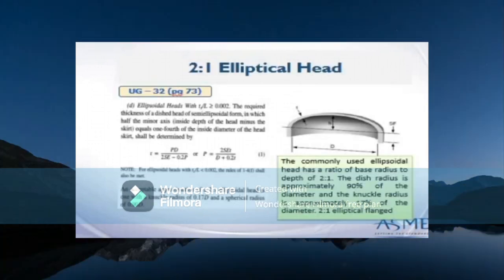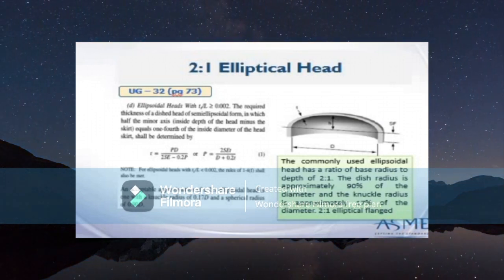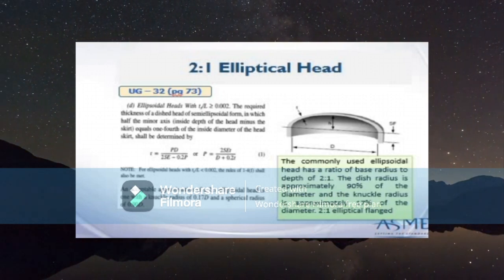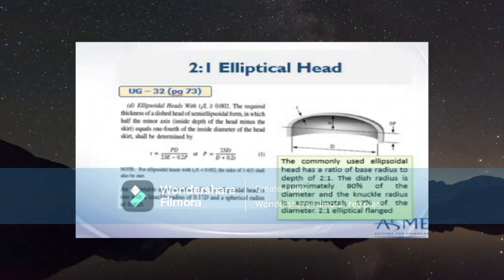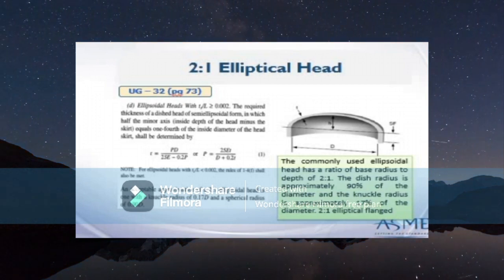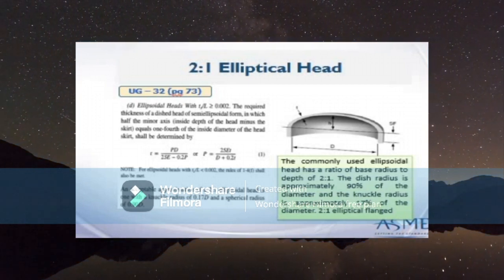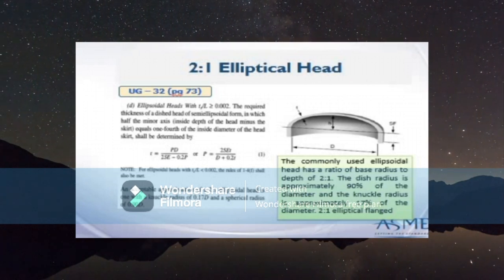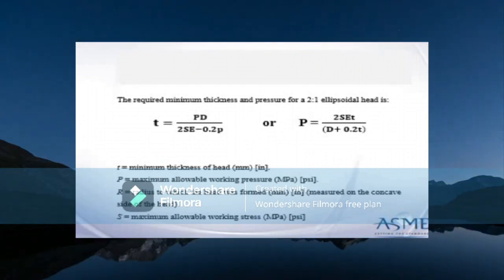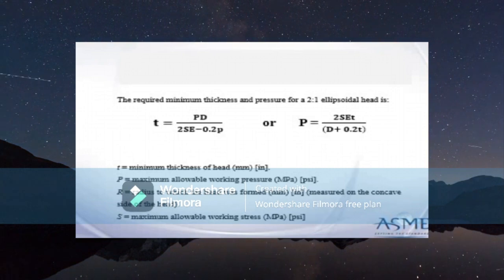2:1 elliptical head. A 2:1 elliptical tank head is fabricated to have a certain shape instead of a particular dish radius or knuckle radius. The dish radius is approximately 90% of the diameter and the knuckle radius is approximately 17% of the diameter. 2:1 elliptical flanged and dished heads are ASME compliant. The required thickness and pressure are mentioned in this slide.